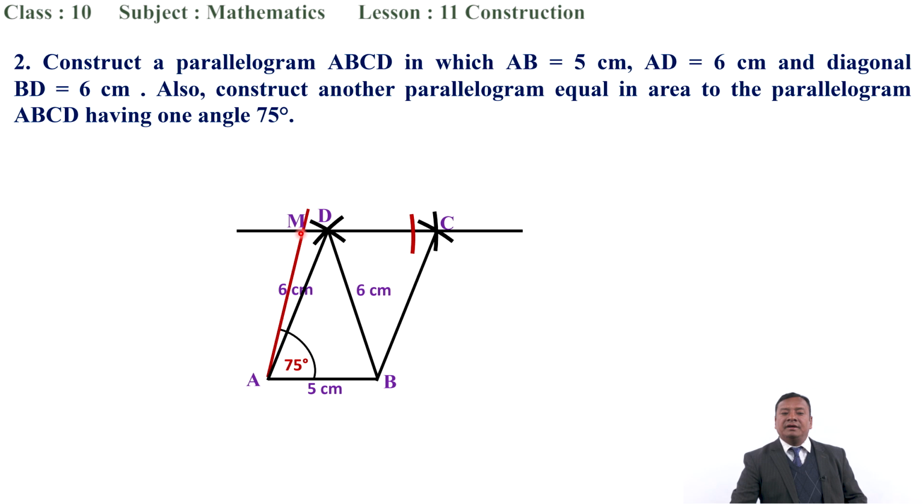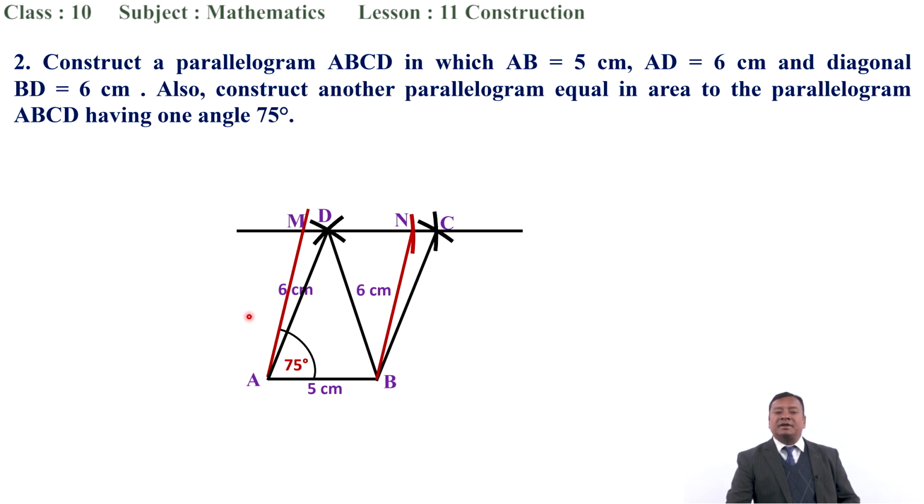We can call it M, and it is not mentioned what the name of the required parallelogram should be. So from point M you can cut 5 centimeter, because opposite sides must be equal. Here you can cut 5 centimeter and name it N. Now join BN, then this parallelogram ABNM is another parallelogram in which one angle is given according to the question.